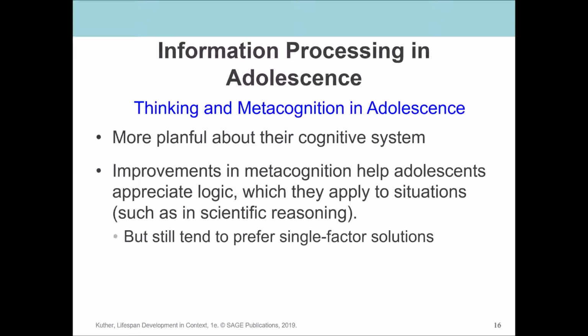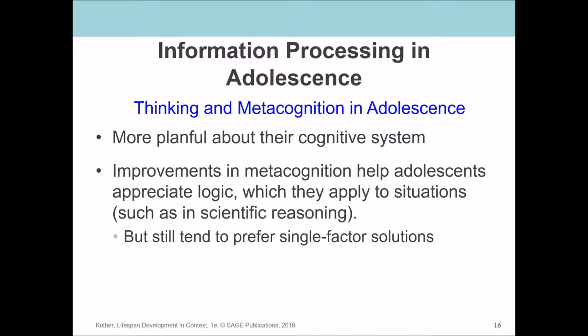In regards to thinking and metacognition in adolescence, adolescents become more planful about their cognitive system, how they take in, manipulate, and store information. They're better able to understand how they learn and remember, and to choose and deploy strategies that enhance the representation, storage, and retrieval of information. So this makes them much better students than children are. And so you really see the ramping up of academics into higher rigor during adolescence.